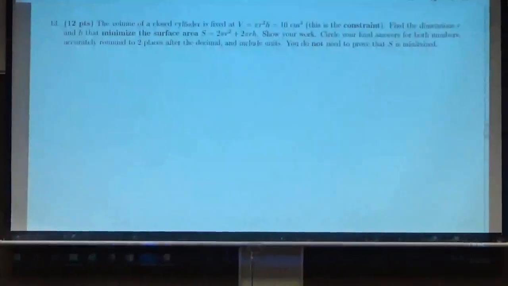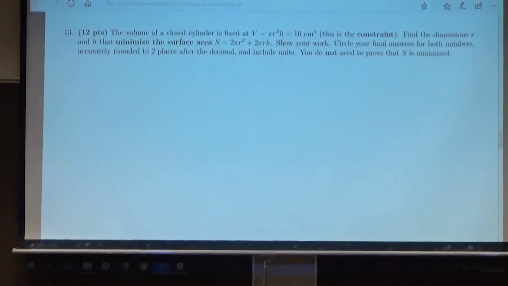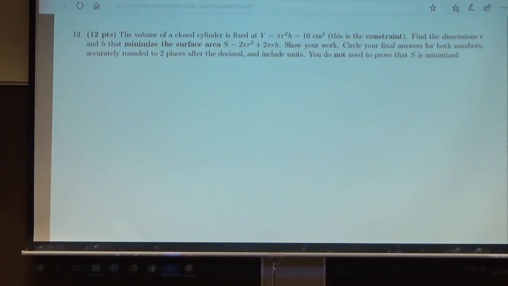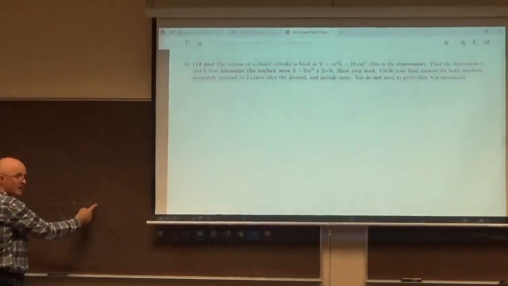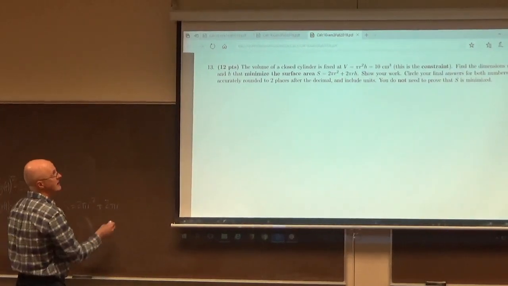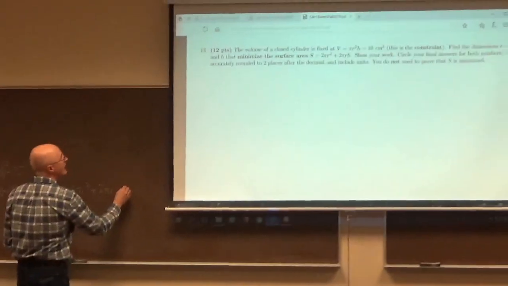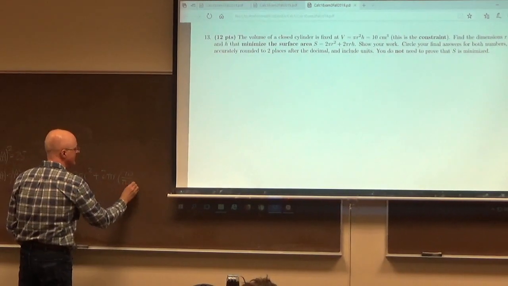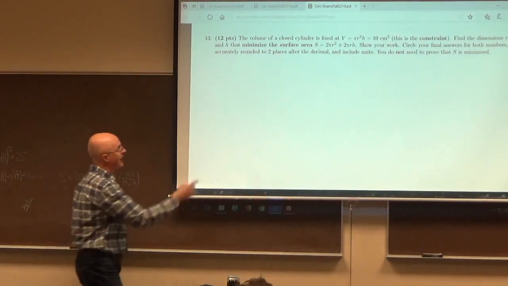This is our typical minimize the surface area problem that we spend a lot of time with, except I'm plugging numbers in and saying the volume is 10 cubic centimeters. The surface area is 2 pi r squared plus 2 pi r h, but you want a function of one variable. You don't want the h to be in there, so you have to use the constraint. You got to replace h with 10 over pi r squared. And that was something that I made a little easier on your version of the exam. I actually told you what h was.